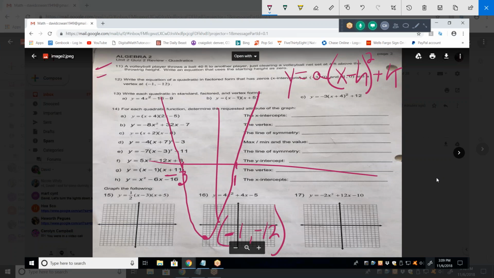What can I plug in here? How much of that do I know? I don't know A yet. But I know H and K. Hold on. No, that's the x-intercepts. This is vertex format. When you're in vertex format, the vertex is what we care about for the moment.